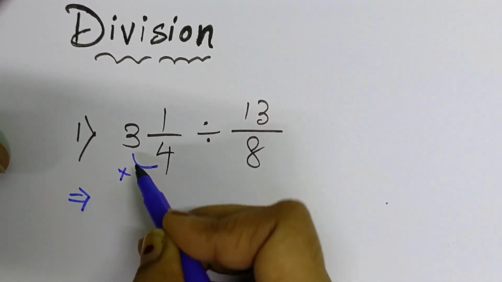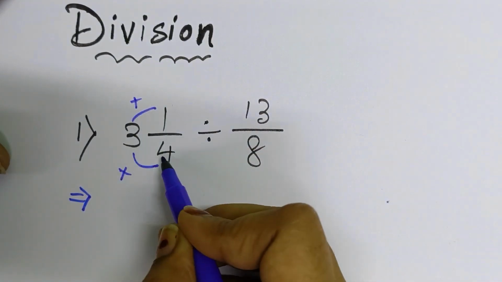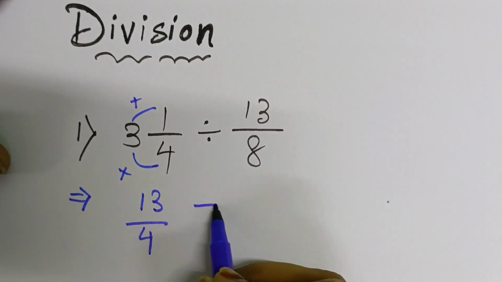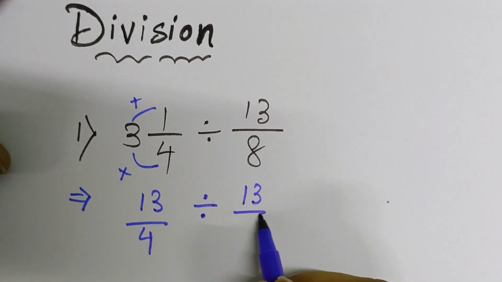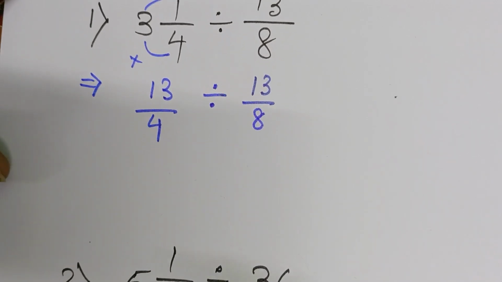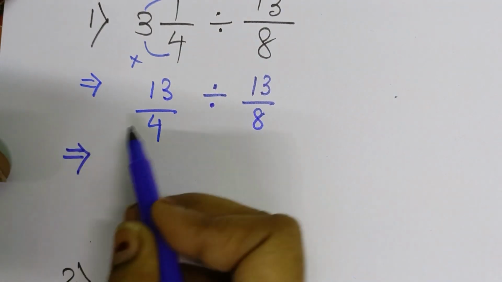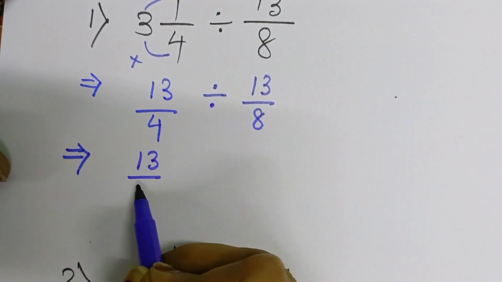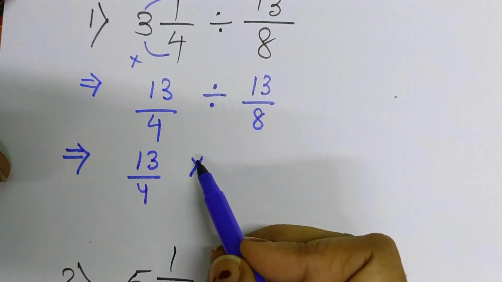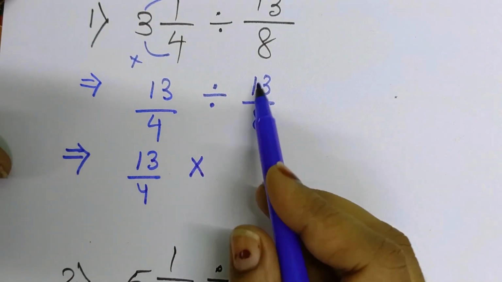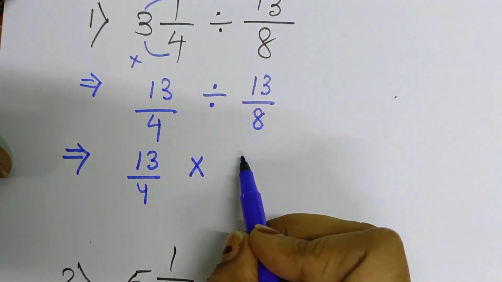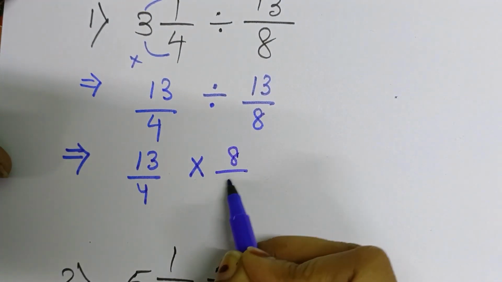So 3 4s are 12. 12 plus 1 is 13 by 4 divided by 13 by 8. Okay, now the next process in division, just copy this one, 13 by 4. This division will change to multiplication, and this right hand side fraction will be reciprocal. So now change this to 8 by 13.